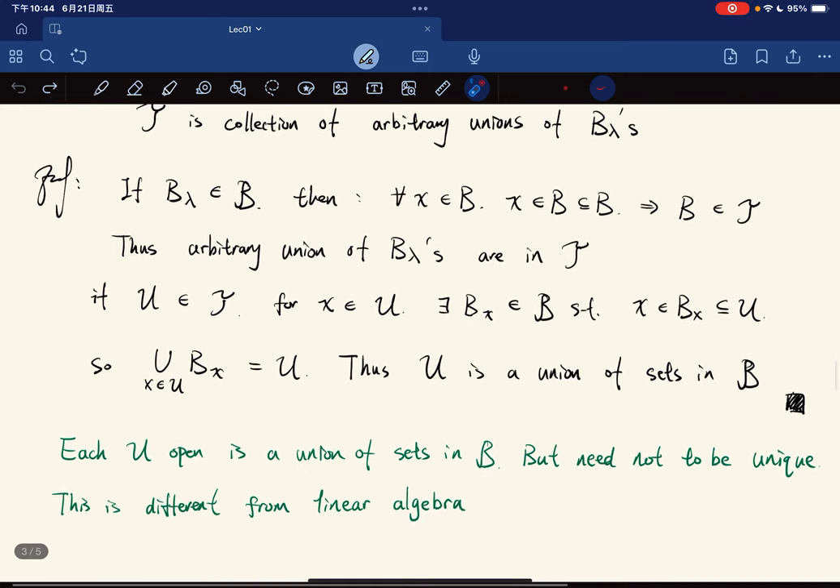So each U is open as a union of sets in B. But the union need not be unique, which is different from linear algebra. In linear algebra, every element in the vector space is in the span of the basis, and then there's a unique linear combination. But here, the union is similar to the sum.